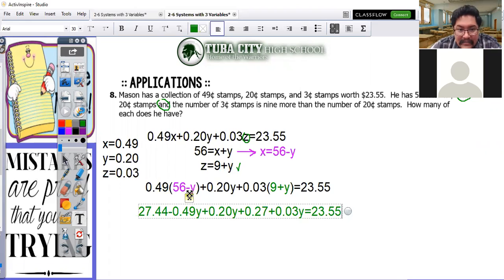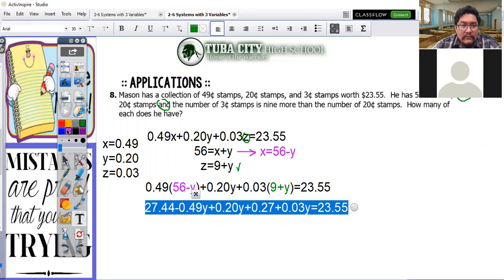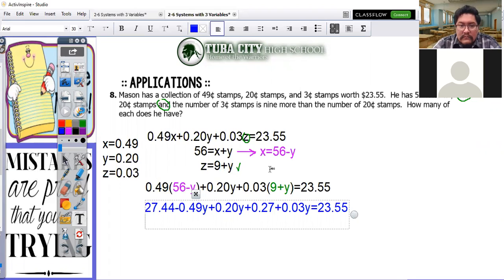So I got a lot of y stuff going on, and I'm going to have to combine all my y's together. So let's see, I have 20 cents in y and 3 cents in y. So this one and this one. I'm going to do my positives first. So that's going to be 0.23 in y. And I'm going to have to minus 0.49. So in this case, I get negative 0.26 y. And that takes care of all my y values.